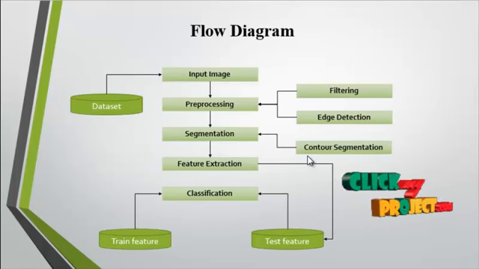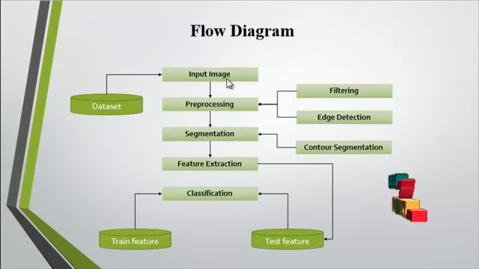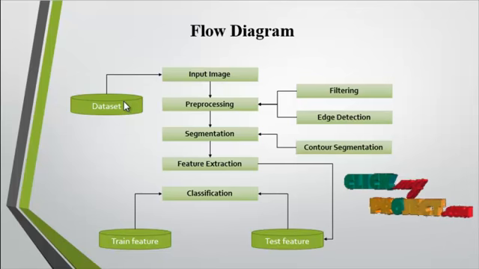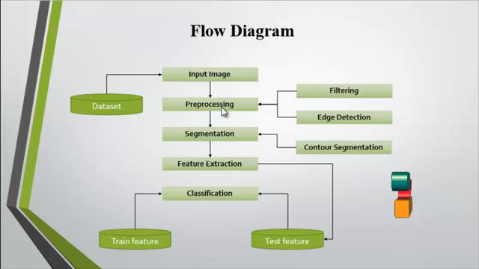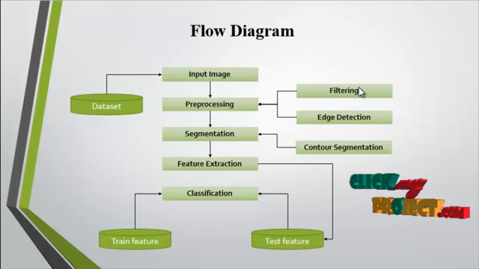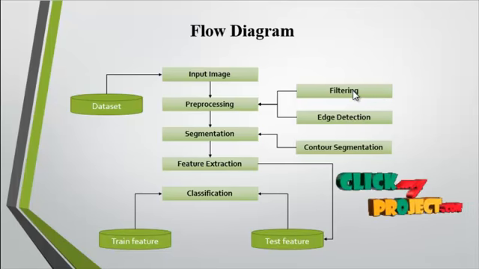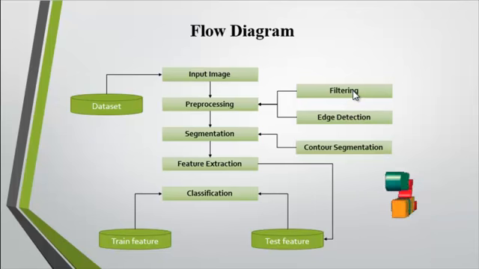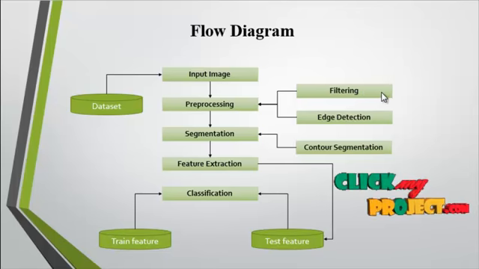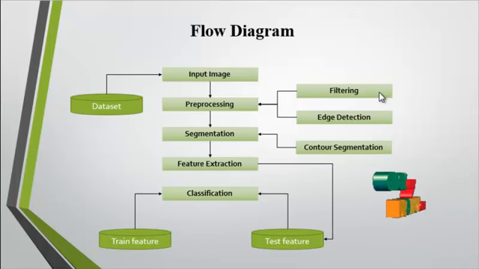Now we discuss the flow diagram. At first the input image is taken from the dataset. Then the input image undergoes pre-processing. In pre-processing we have to consider two major things. First is filtering, then the second is edge detection. In filtering we have to remove the noise from the image. To remove the noise we use the median filter.